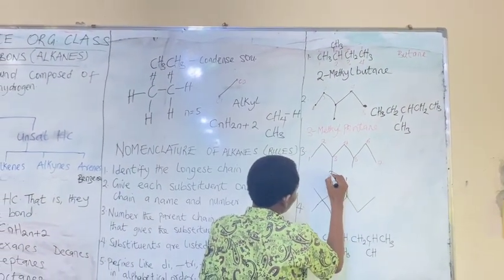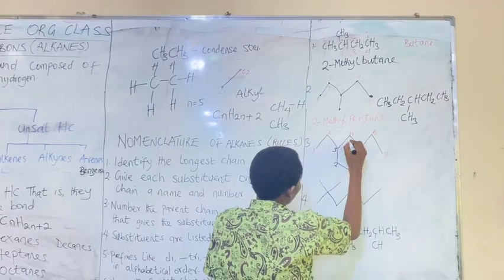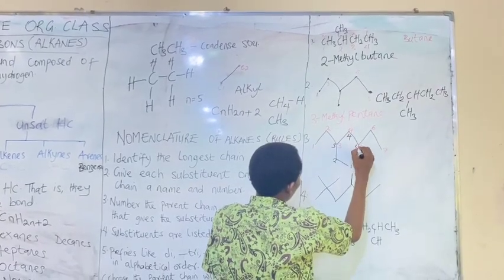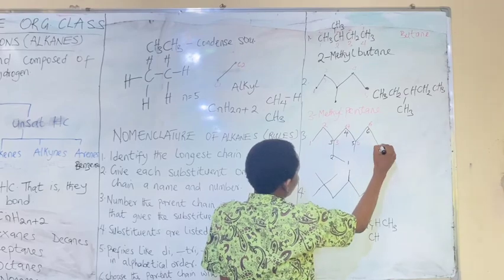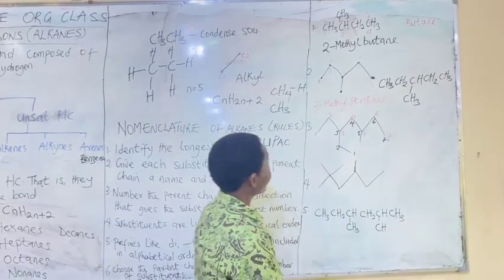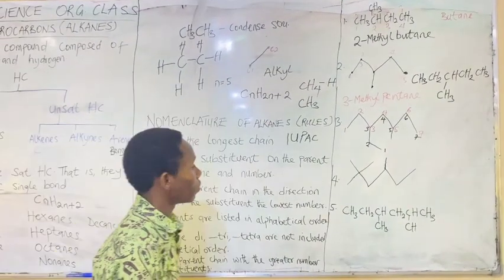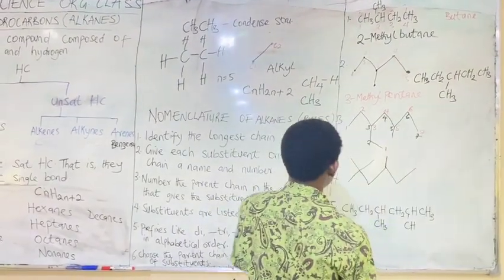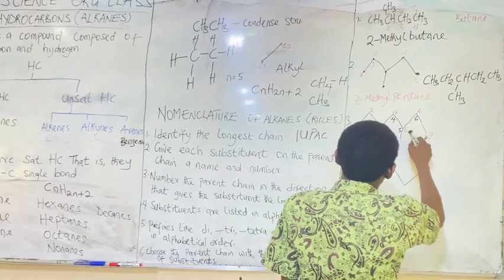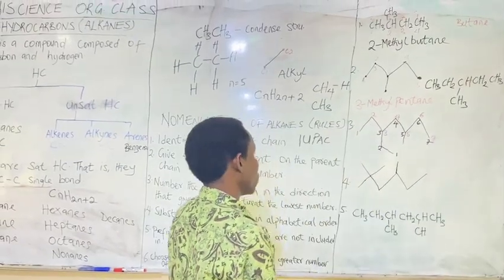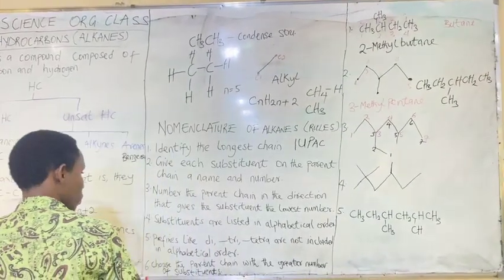1, 2, 3, 4, 5, 6, 7. So it's the same thing. It's what? 7. So either numbering it this way or this way still gives the same thing. Let's go back to our rules then.